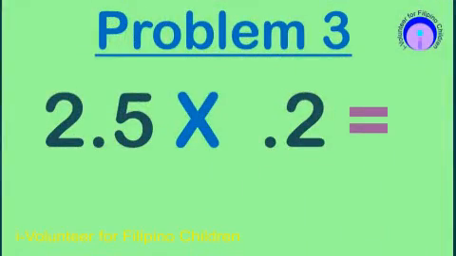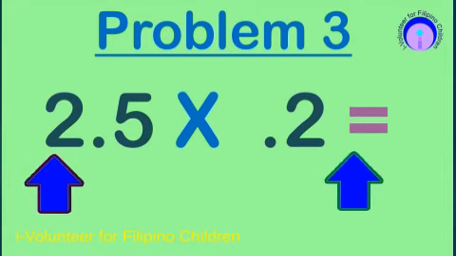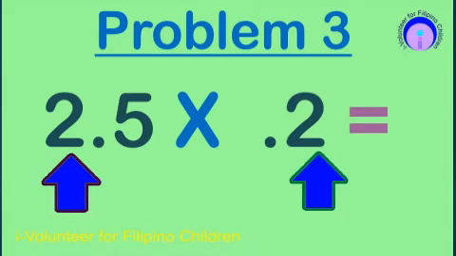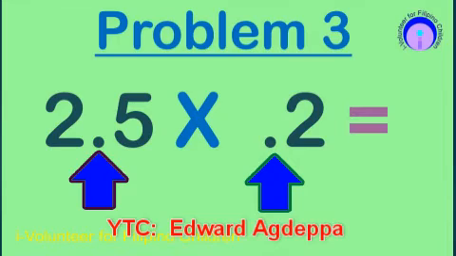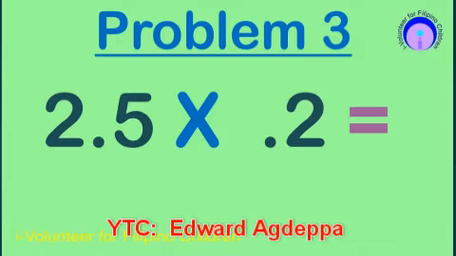Let's move on to problem number 3. 2 and 5 tenths times 2 tenths is equal to what number? Take note that there are 2 decimal points already in this problem. In step 3, you have to count all the decimal places of both expressions. Are you ready with step 1?